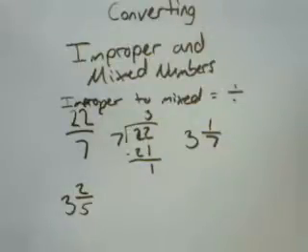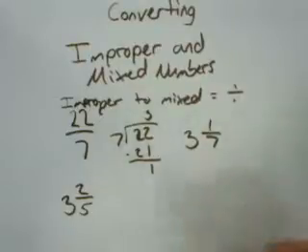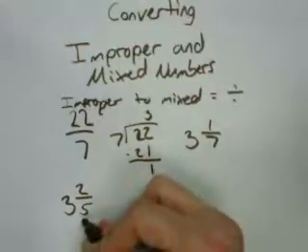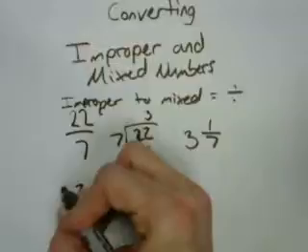Now, luckily, it's easier to go from mixed number to improper. And this is important because for multiplication and division, we can't really use mixed numbers in our procedures. We have to convert them to improper before we work with them in multiplication and division. So here, we have to go by this little method.